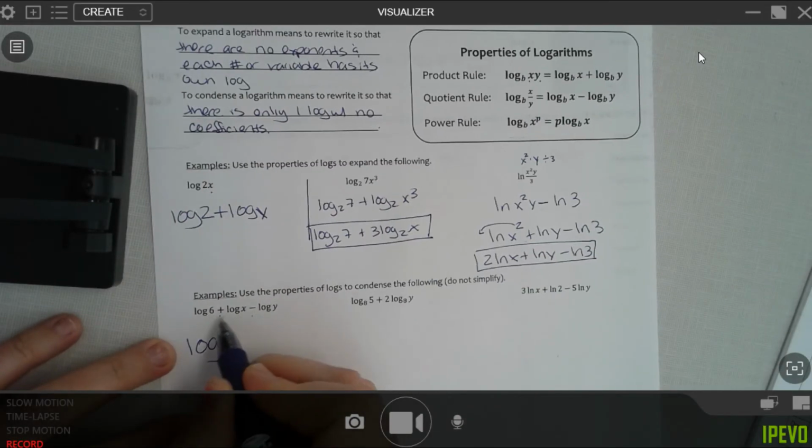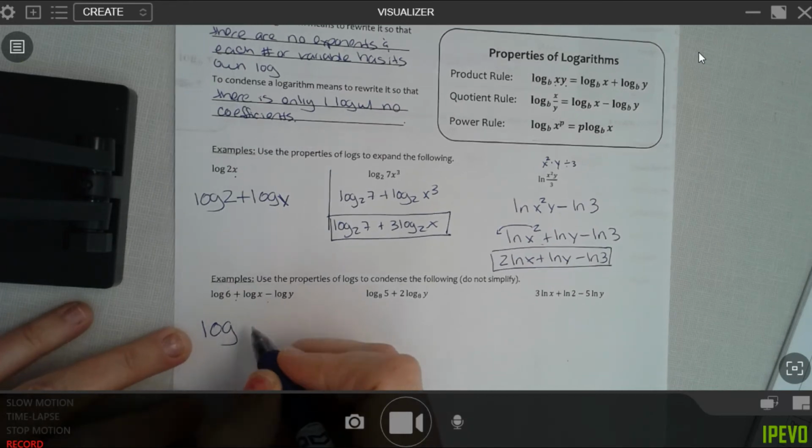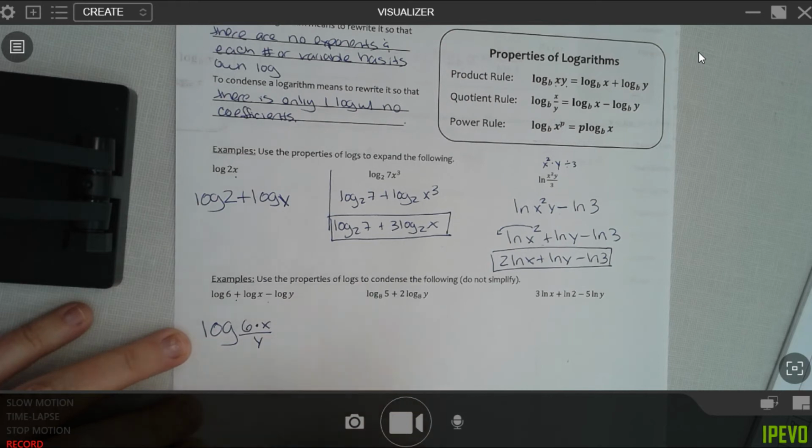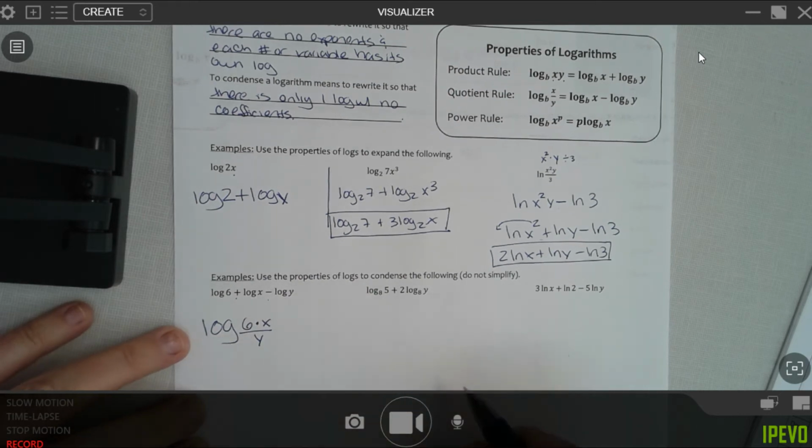In between the pluses, I need to make a multiplication. So I'm going to put 6 times x. The subtraction means division. So I'm going to put a division sign there.